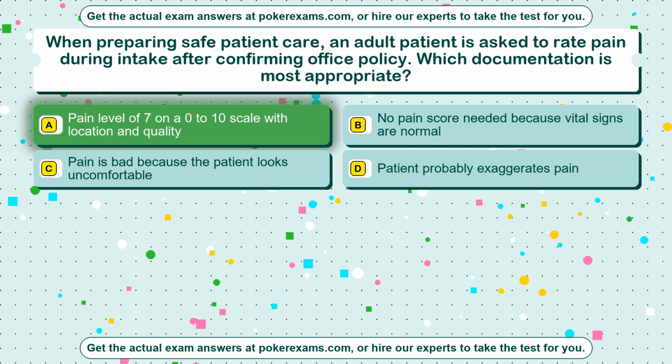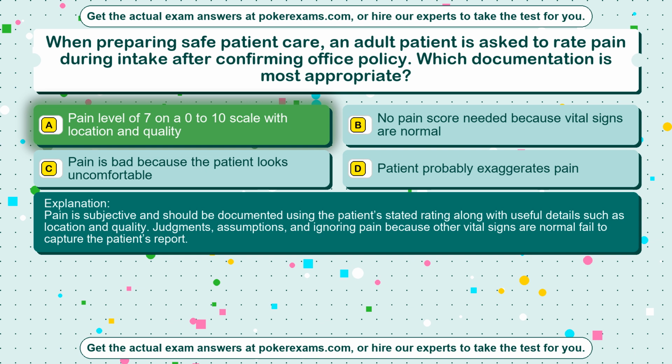The correct answer is option A, pain level of 7 on a 0 to 10 scale with location and quality. Pain is subjective and should be documented using the patient's stated rating along with useful details such as location and quality. Judgments, assumptions, and ignoring pain because other vital signs are normal fail to capture the patient's report.